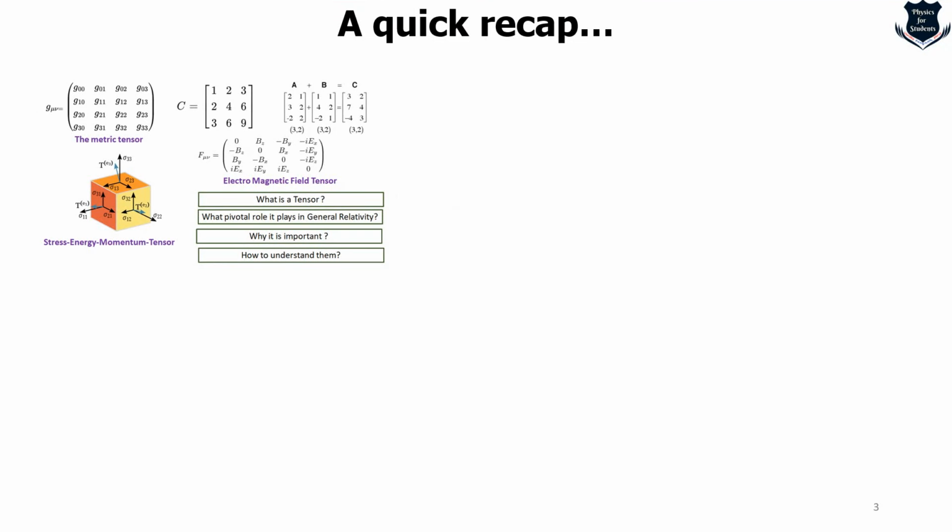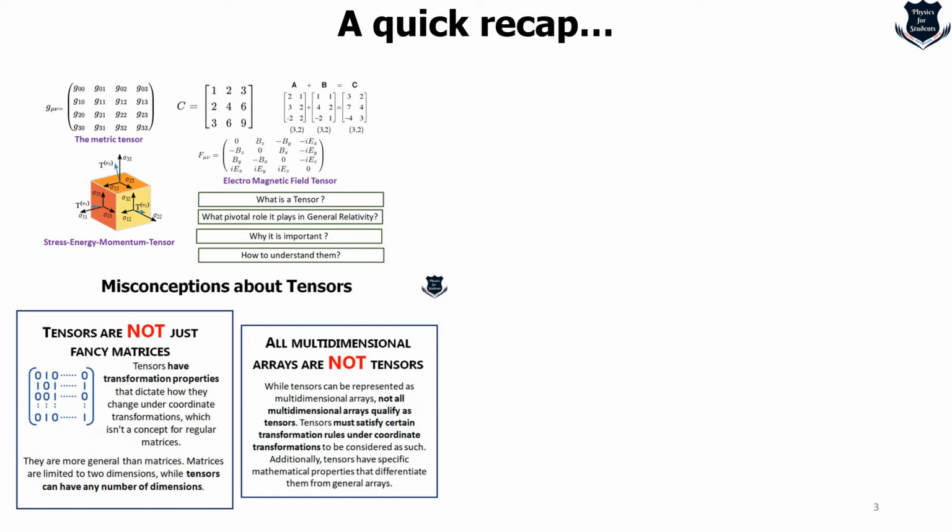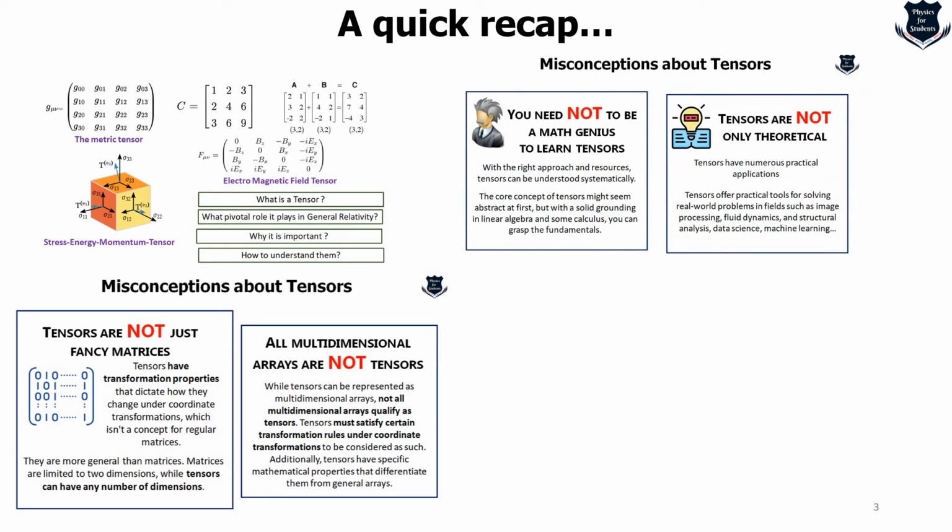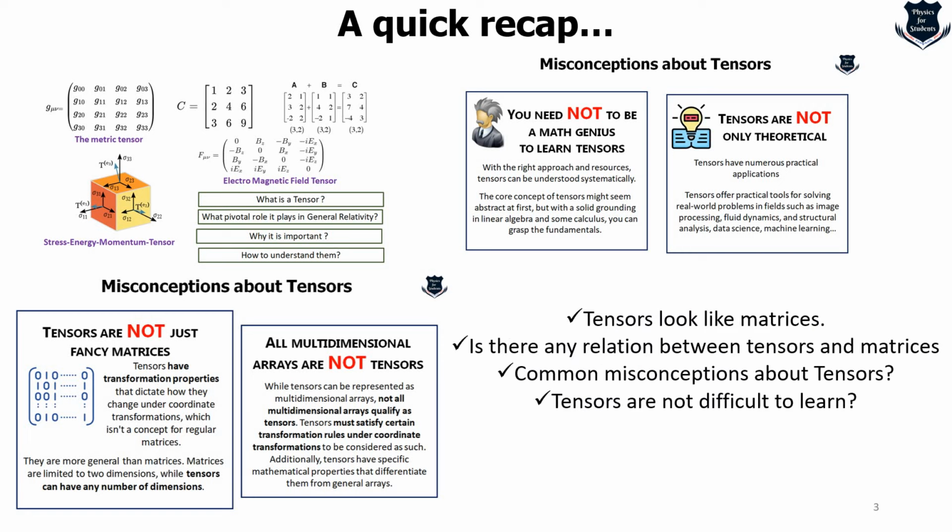Here is a quick recap and you can find the video in the playlist as well as in the I button. So in the last video we learned a lot about tensors. We learned what a tensor is, what pivotal role it plays in general relativity, and why it is important. We also moved out from the misconception that you need to be a mathematical genius to learn tensors. Tensors are not only theoretical, but they have a lot of application in practice.